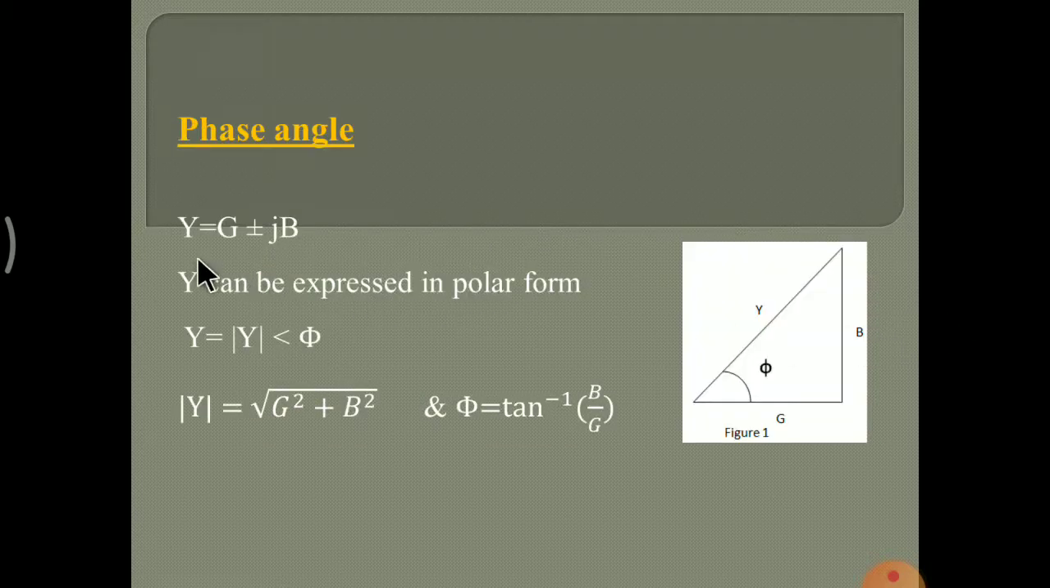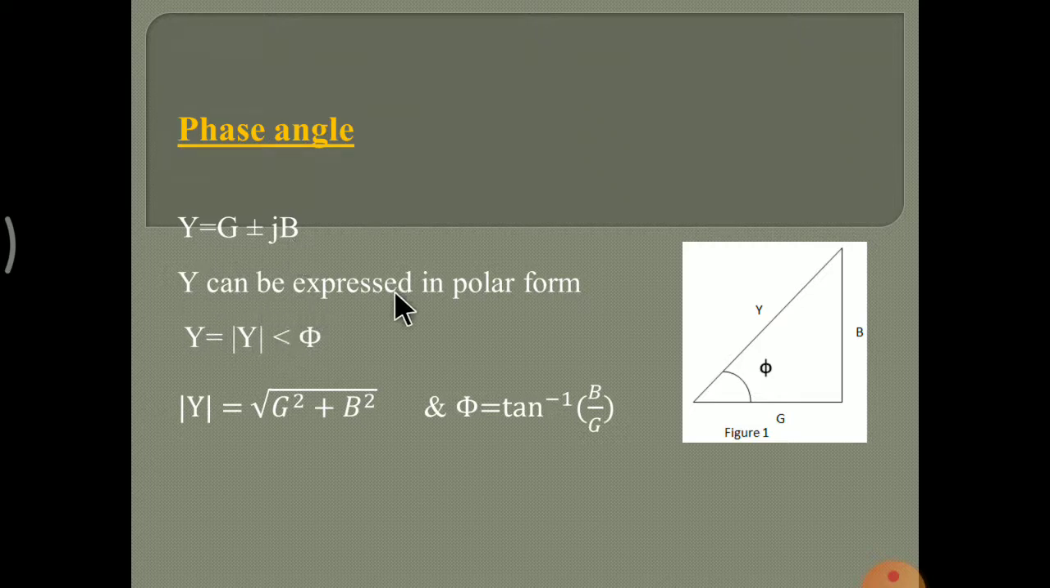Next, phase angle. This is the equation of the relation of admittance, conductance and susceptance. Y is admittance, G is conductance and B is susceptance. The relation of these three is Y is equal to G plus minus jB, admittance is equal to conductance plus minus susceptance.